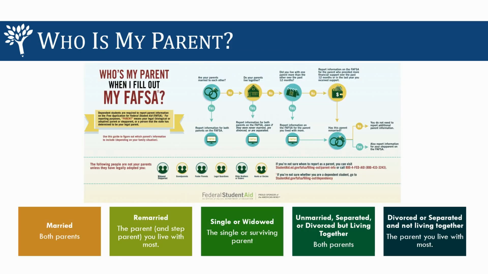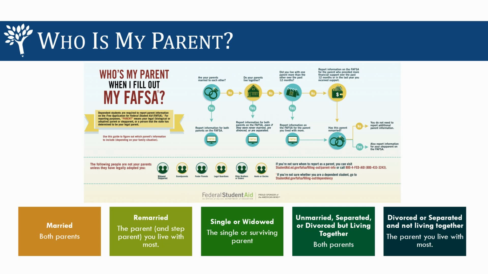Students find challenges in figuring out who their parent is for FAFSA purposes. So this looks different than maybe what a parenting plan looks like or what taxes look like. What we're most concerned about, and you can see here in this flowchart, is that if a parent is divorced, it's whoever the student is living with the most. So if parents are divorced or separated or not living together, they are going to list the parent they live with the most.